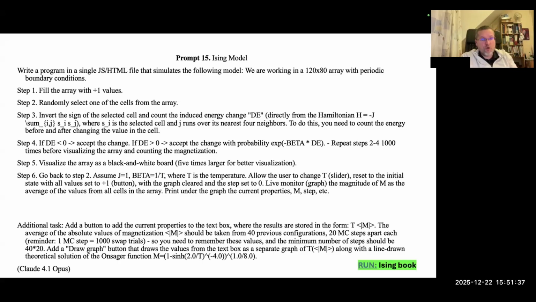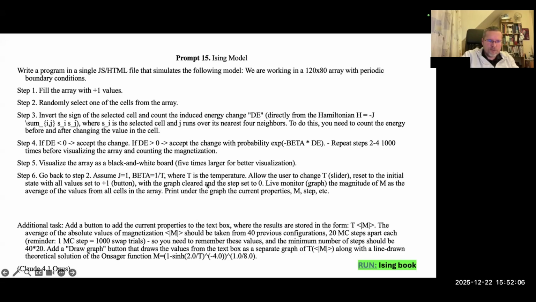For instance, here is the single prompt from the book. This is basically how it looks in the book for a specific model. This is prompt number 15, Ising model, the typical standard Ising model. Okay, so you can read it: write a program in a single JS file following the model. We are working on the array with periodic boundary conditions. Fill the array with +1 values. Randomly select one. So this is the typical Ising model.